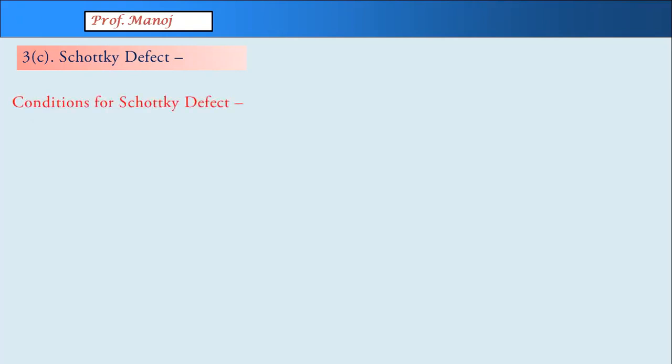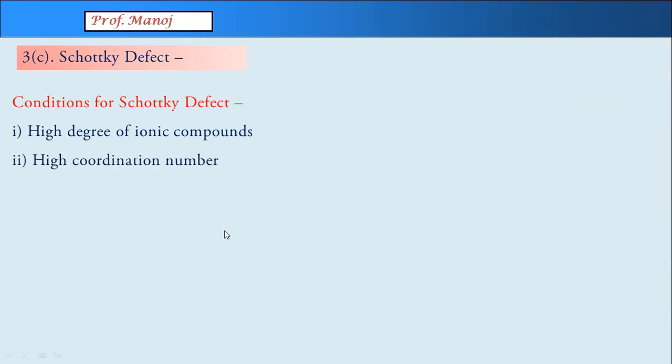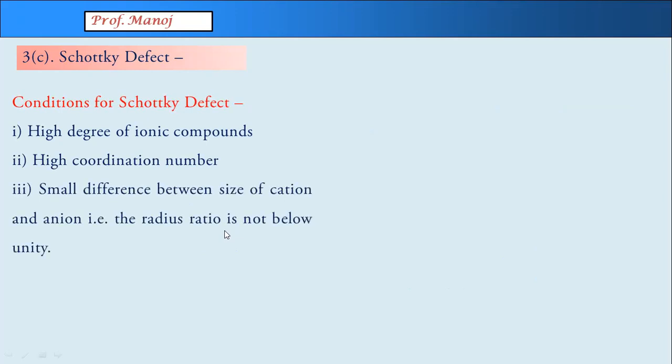Moreover, Schottky defect is possible when you have a high degree of ionic compound, with coordination number as high as 6, 8, or 12. The difference in the size of cation and anion is small. And examples of these are KCl, NaCl, AgBr, and so on. Keep these examples in mind. And when we go to Frenkel defect, you need to remember them once again.